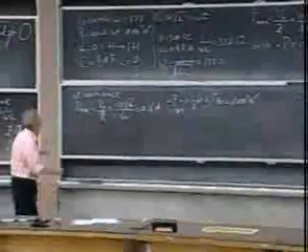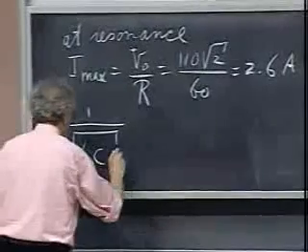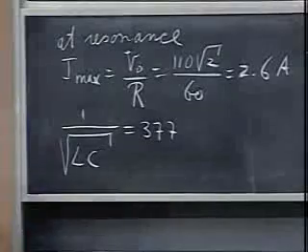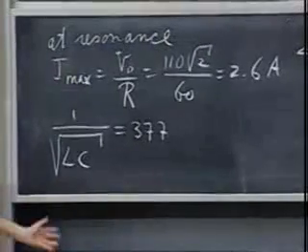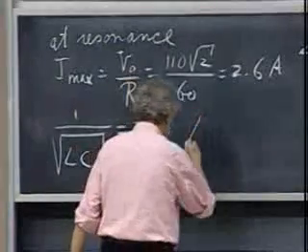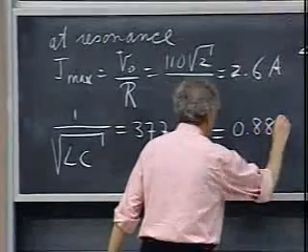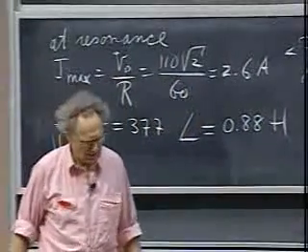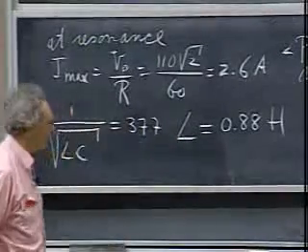Well, that's very easy, because we know that 1 over the square root of LC, we want to make that 370. That's our driver. But we know that C is 8 microfarads. That's a given. We're not going to change that. And so you can easily show now that if only we could make L 0.88 Henry, we should be back on resonance. Then we have 377 radians per second as our resonance.